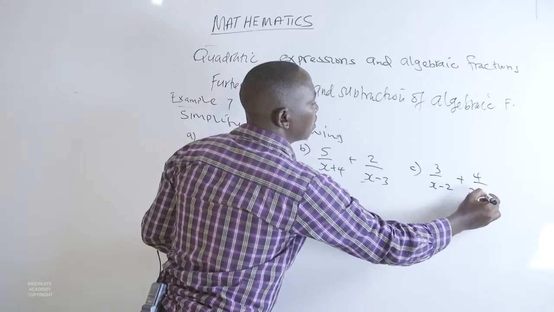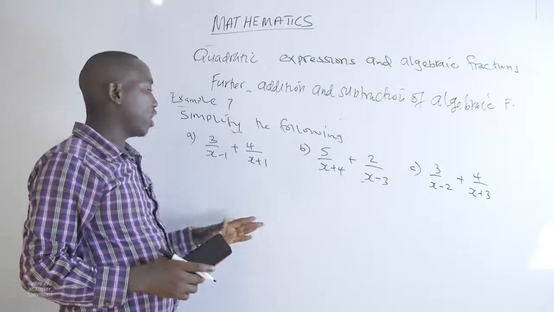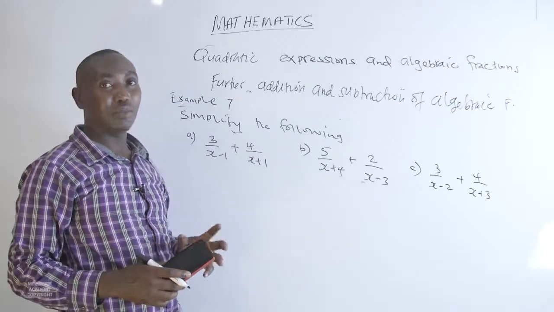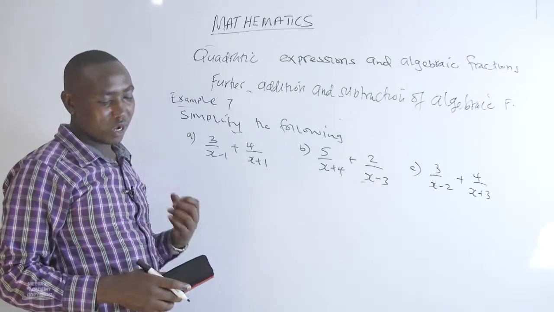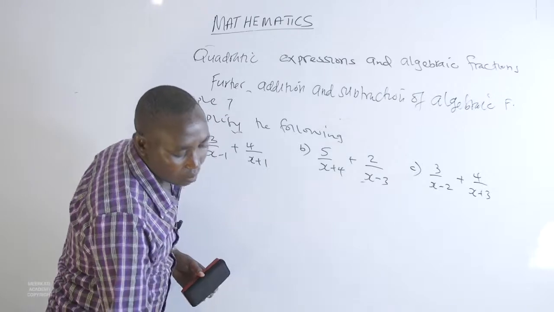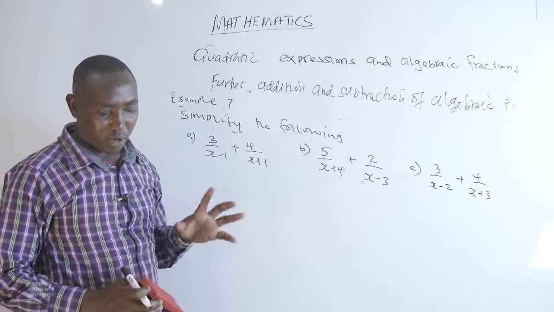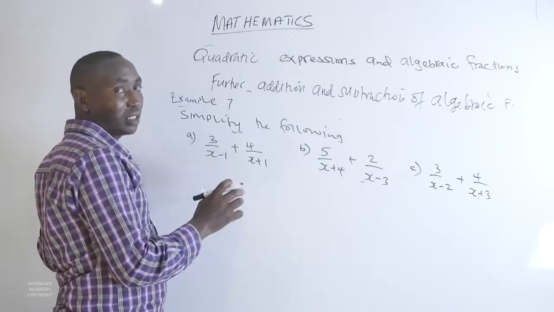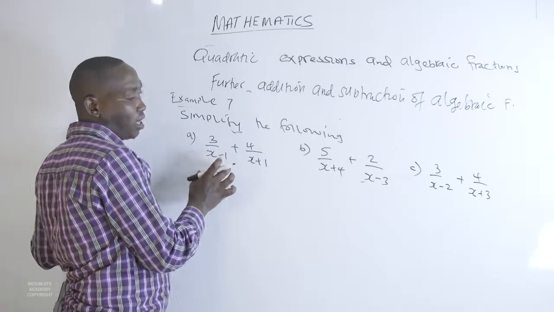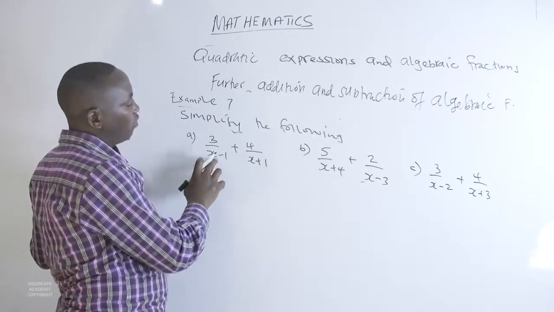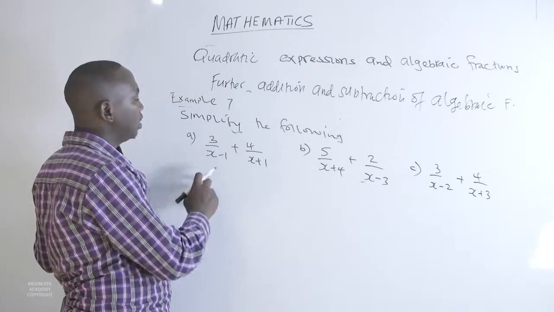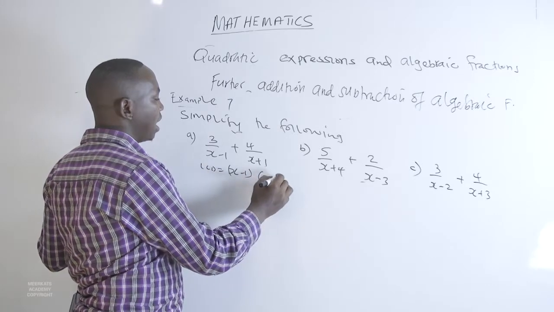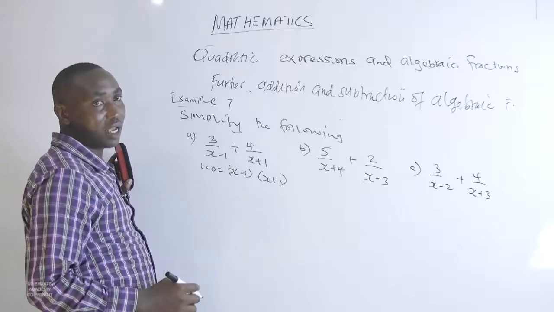over x plus 3. Now you can see that to find the LCD of all of these terms in example 7, we require what we are referring to as the product of the two binomial terms. In this case, if you want to get the LCD, it's going to be the product of the binomial terms, which is x minus 1 multiplied by x plus 1, because they are not the same.